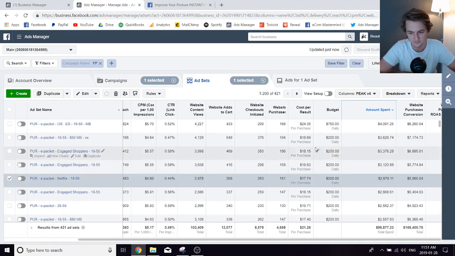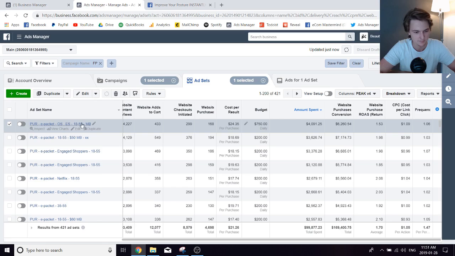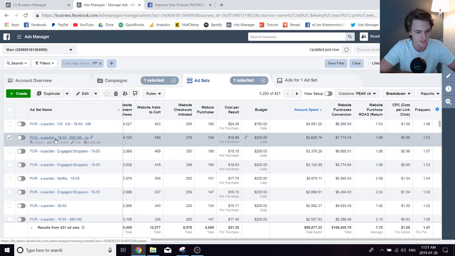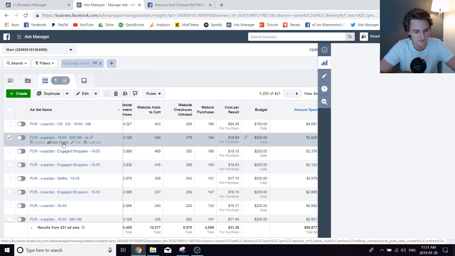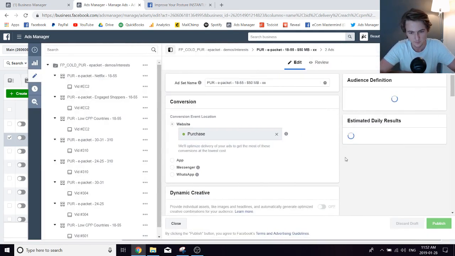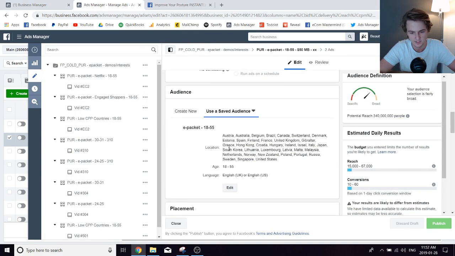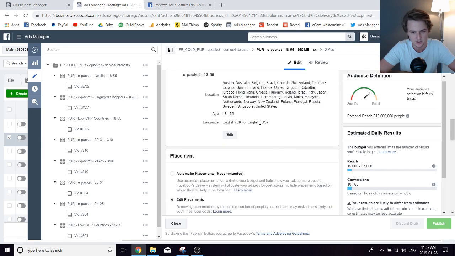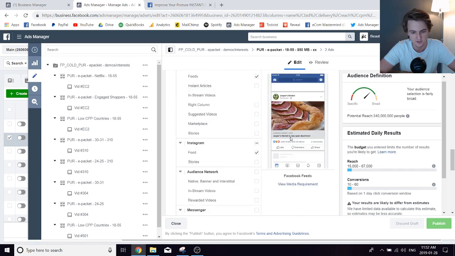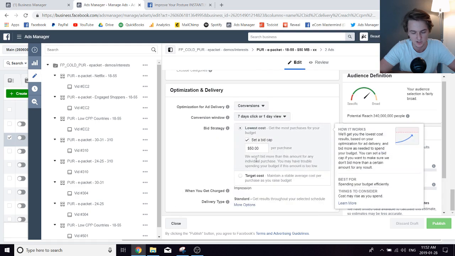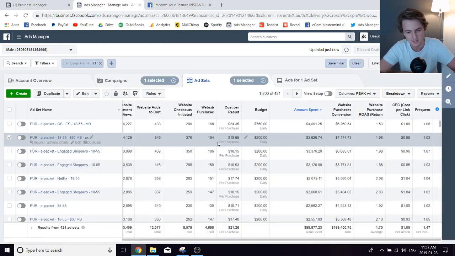If I go to amount spent, this one wasn't doing very well, but as you can see, most of these ad sets that I spent a lot on, like this one, is literally ePacket targeting 18 to 55. So it's targeting everyone. This one is literally just 18 to 55 ePacket. This is a saved audience that I have. This is all the ePacket countries, English languages, and then feeds only. And then that was it. And then lowest cost with a bid cap of $50. I had this running, and as you can see, it was profitable. This is about 20% profit margins, and I was able to spend 3.6K and get 7.2K back.